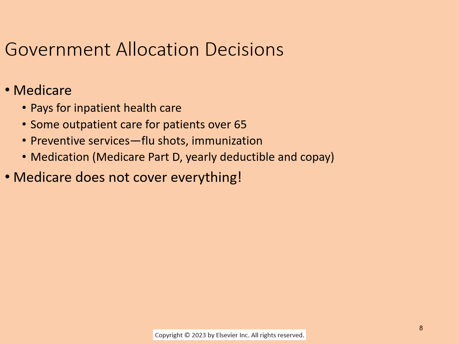And for those clients with Medicare, again, it pays for inpatient care. It pays for some outpatient care for patients over the age of 65. So there's an age. Those clients that have end-stage renal disease or are blind, they qualify for Medicare regardless of their age. Medicare also pays for preventative services, things like flu shots, immunizations, medication.